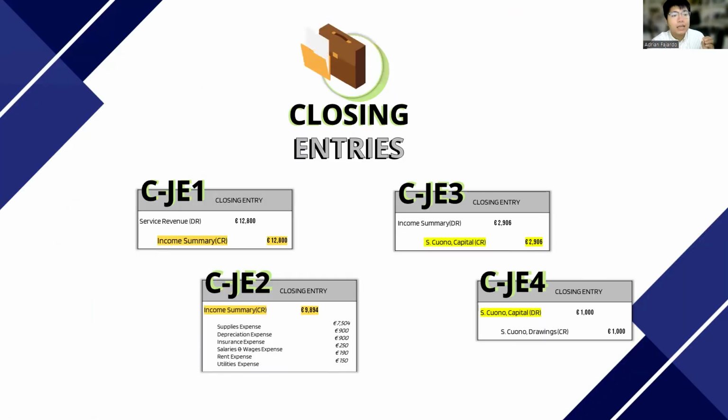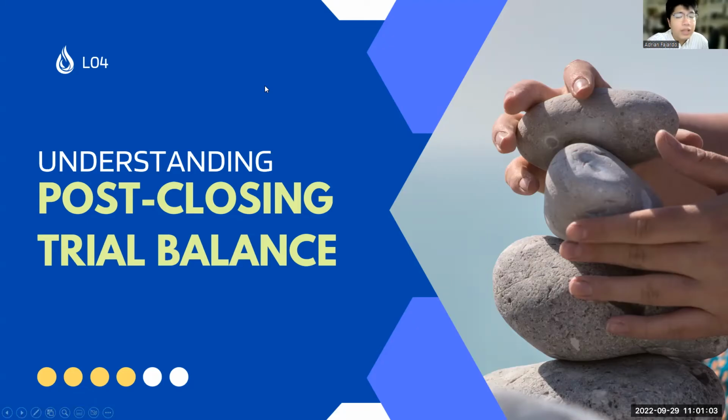So in essence, just memorize the closing entries. The good thing about this is that these 4 entries are very procedural and it applies to any kind of company and any kind of period. So as long as you master the process, then you don't have anything to worry about when it comes to our closing entries, right? So if everything's clear, we move on to our learning objective number 4, which is understanding our post-closing trial balance, right?